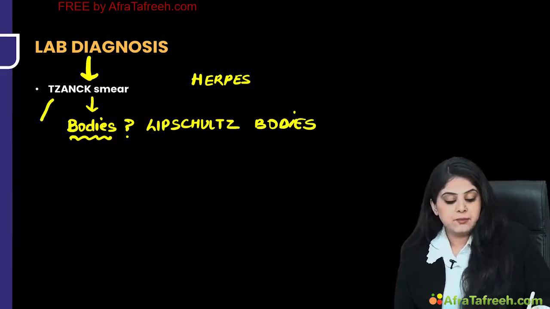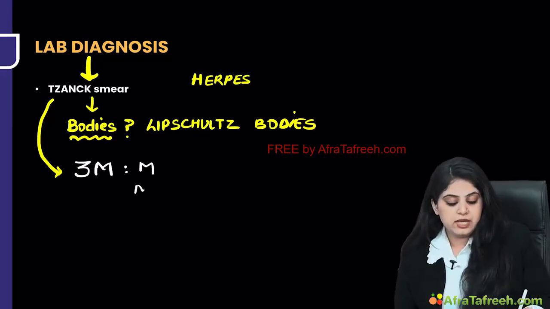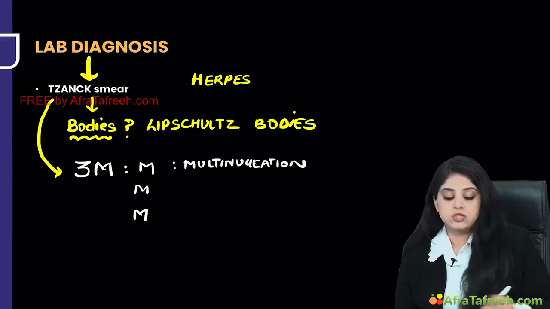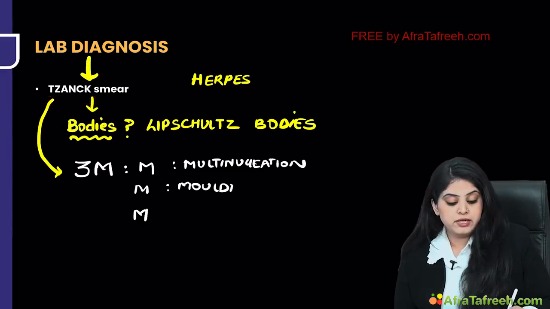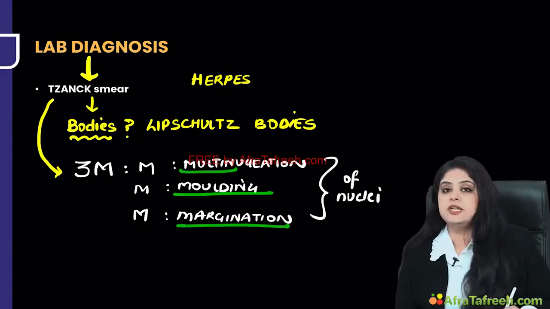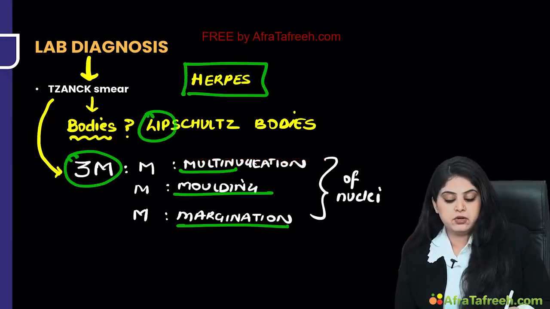Other than that, please remember the Tzanck smear for herpes shows you 3 M's. Whether you know the picture or not is irrespective, but you need to know these 3 M's. What are the 3 M's that are a must to know? Number 1, multinucleation: you will see multinucleated giant cells. Second, the nuclei are going to be molded. There is molding of the nuclei. And third, there is margination of the nuclei. This is something you will have to memorize. These are the features of the nuclei that you notice. Number one, they are multinucleated, they are molded, they are marginated. So please remember, if we say 3 M's and we say the Lipschütz bodies, they are definitely talking about herpes.